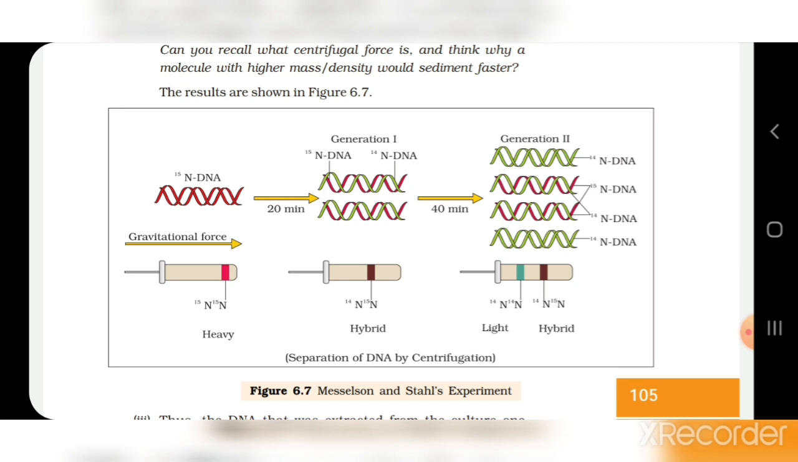And what were the results of this experiment? After the bacterial cells had multiplied once, after 20 minutes, the density of the DNA was intermediate between the heavier N15 DNA and the lighter N14 DNA. This was possible only when the DNA contained equal amounts of N15 and N14. And this is exactly what happens when each strand of DNA, the mother strand, acts as a template and uses the new material to make another strand during replication.